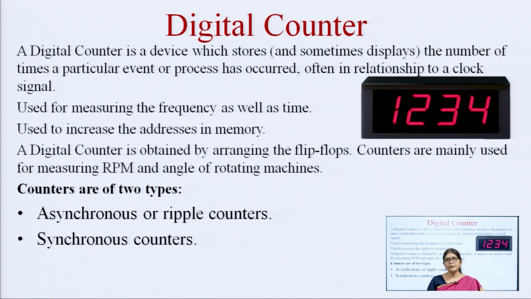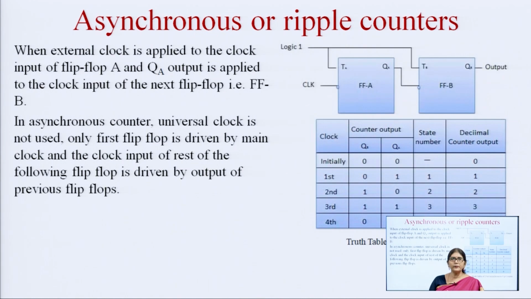One is the asynchronous counter, also known as the ripple counter, and the second is the synchronous counter. So, this is the asynchronous counter which has two flip flops, or we can say a two stage asynchronous counter. In the asynchronous counter the clock is applied at one place, here the clock is applied, and the second flip flop receives the output of the first flip flop.